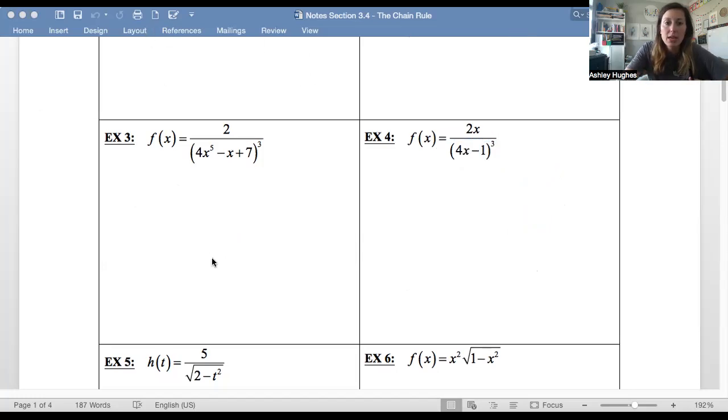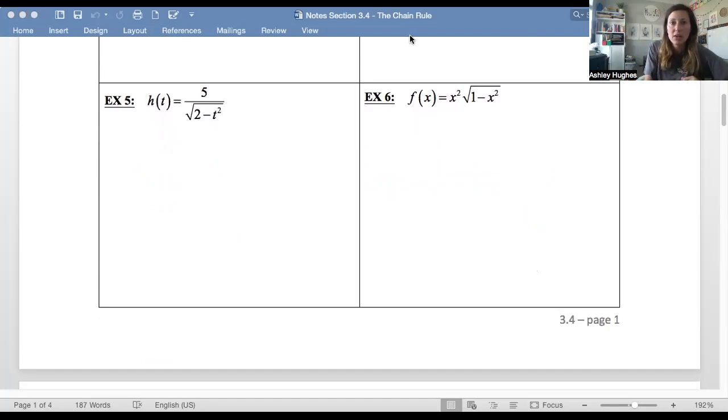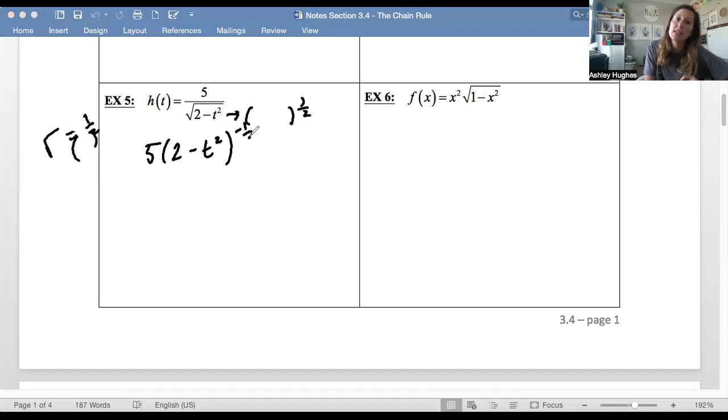Okay, next one, again, I'm going to rewrite it because I have a root and a fraction. So that's 5, 2 minus t squared to what power? Well, down here, this is to the 1/2 because the square root is the same as the 1/2 power. But I'm moving it up top, so that becomes to the -1/2. So your shell part is this outer function. So we're going to pull that 1/2 down. So it'd be -5/2. Subtract 1, subtracting 2 over 2 makes this -3/2. You keep the inside the same.